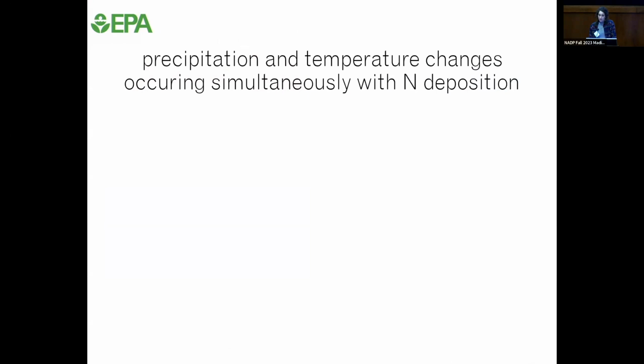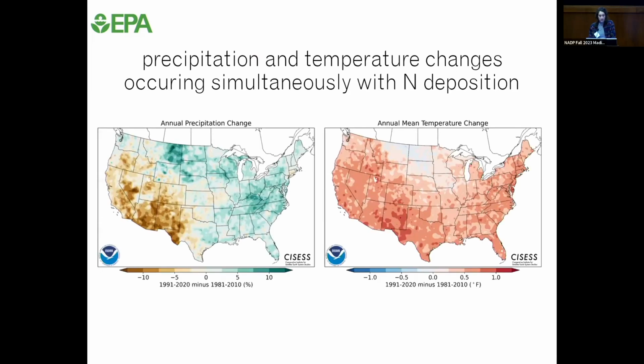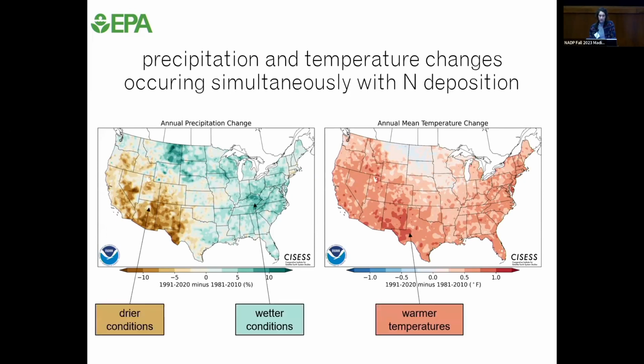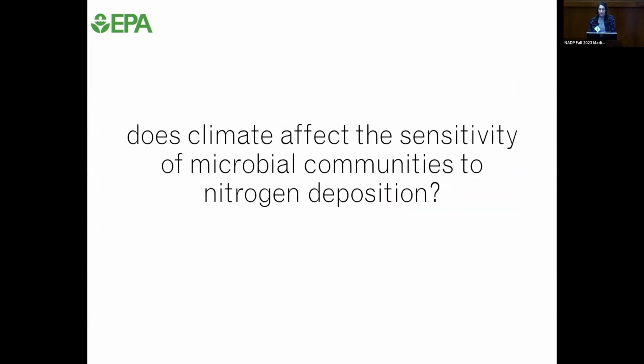Now, nitrogen deposition isn't happening alone. We're seeing precipitation and temperature changes happening at the same time. These are maps from NOAA looking at annual precipitation change from 1991 to 2020 minus 1981 to 2010, so we're seeing percent change. What I'd like you to take away is that across the country, we're seeing drier conditions in some parts of the US, wetter conditions in others, as Niffer just mentioned, and generally warmer temperatures. This begs the question: does climate affect the sensitivity of microbial communities to nitrogen deposition?